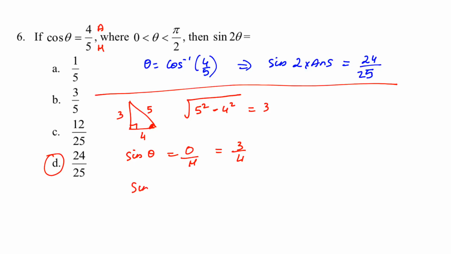Now you want to find sine 2 theta, which is equal to 2 sine theta cos theta. This is given in the formula sheet. Just replace the sine theta we found and the cos theta which was given to us, and you will get the same answer.